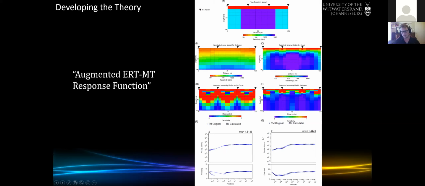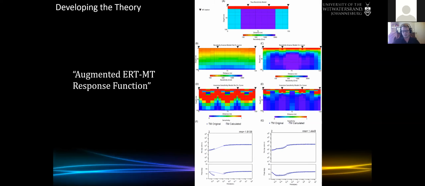So basically what the function then looks like is that we actually add high frequency data from the ERT data, and we have this deadband that is in the AMT data that we can actually overcome and include in the high frequency data. And we then just named this new function the augmented ERT MT response function. It's just a combination of the ERT data and the MT data.